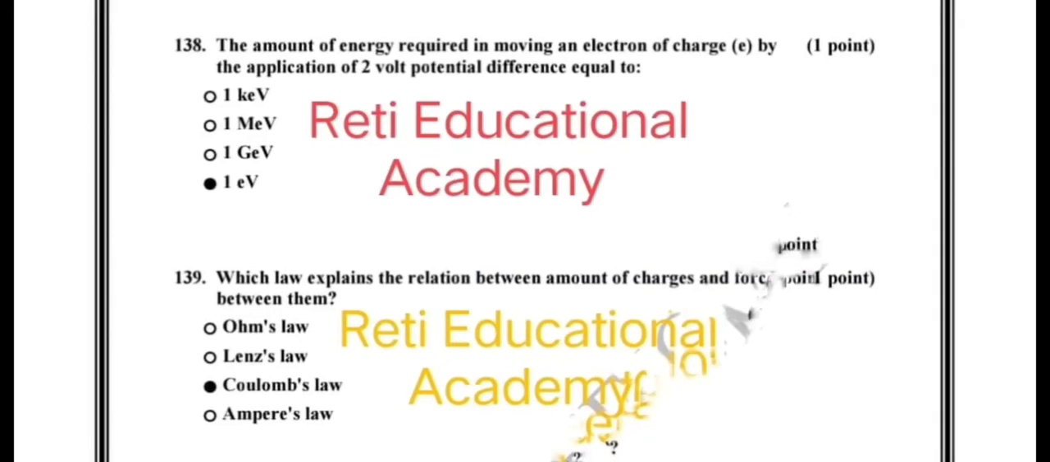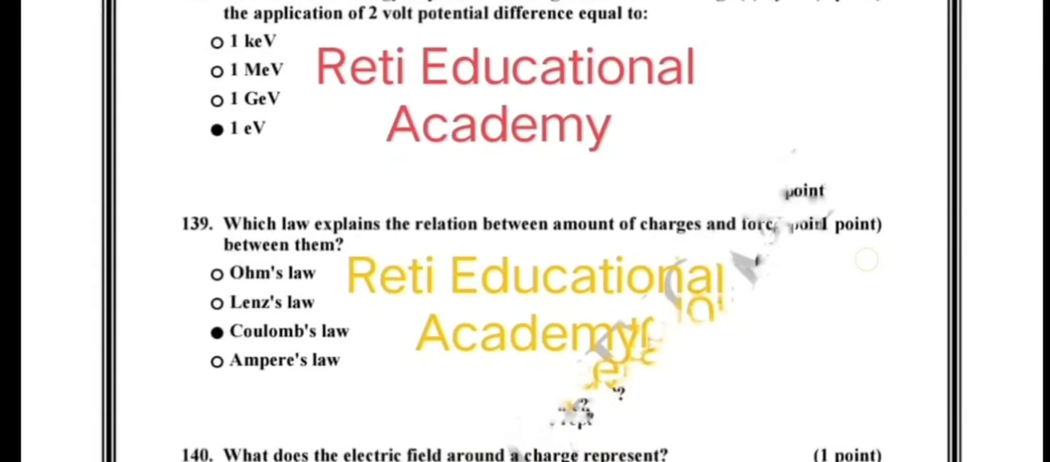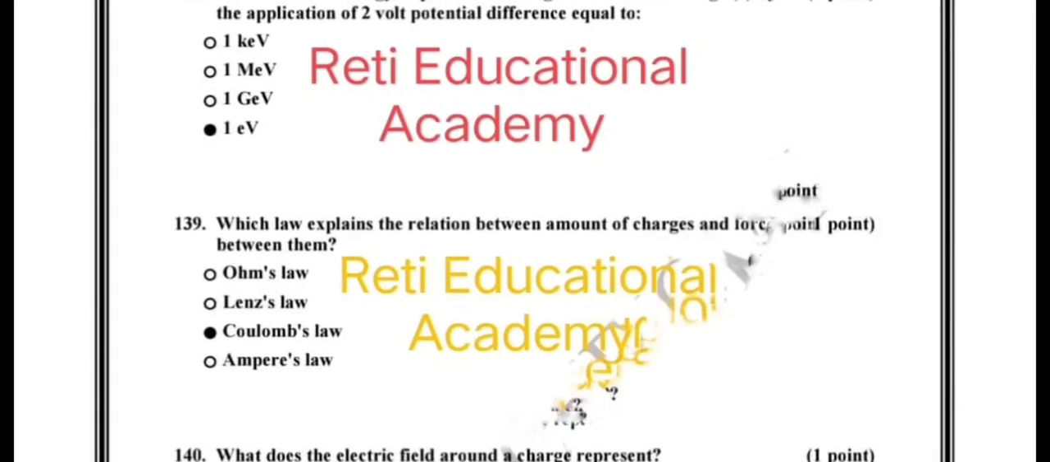Question number 138. The amount of energy required in moving an electron of charge e by the application of 1 volt potential difference is equal to 1 eV. Question number 139. Which law explains the relation between amount of charges and force between them? And the correct option is Coulomb's law.